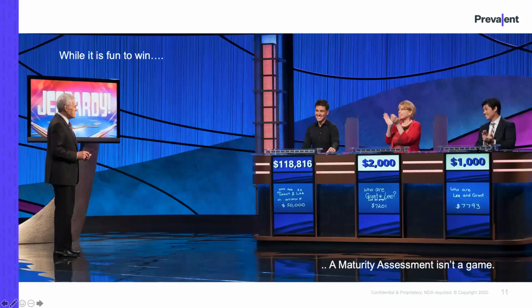And just to highlight, I'm going to hammer this point home multiple times: while the maturity assessment is fun to win, it isn't a game. So we do recommend you be honest and fair to yourself, so that as you improve over the course of your program, that's demonstrated in some of the results.